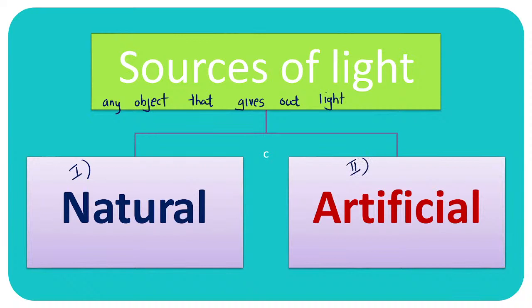Can you name some of the things which come under natural source of light? Examples. Try to use the chat box to give your answer. What can come under natural source of light? So what do you mean by source of light? As I already told you, it is any object that gives out light. So what are those objects which come under natural source of light?